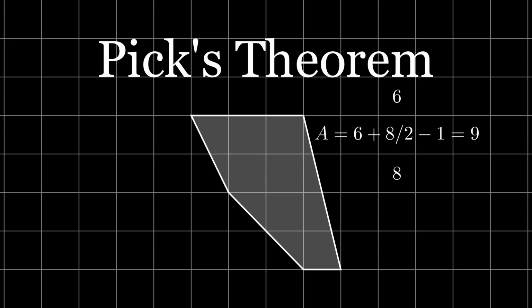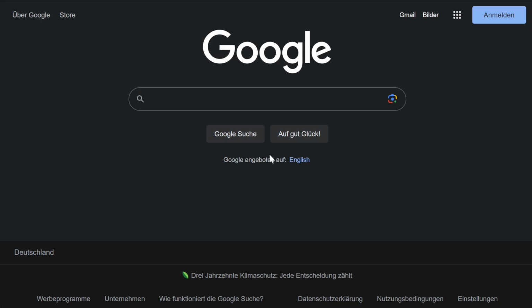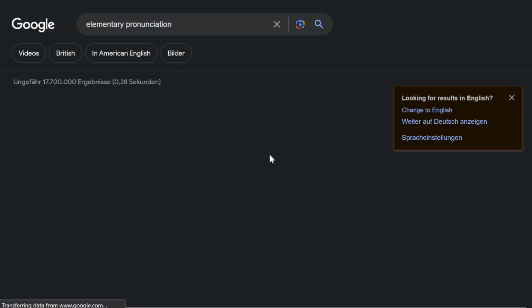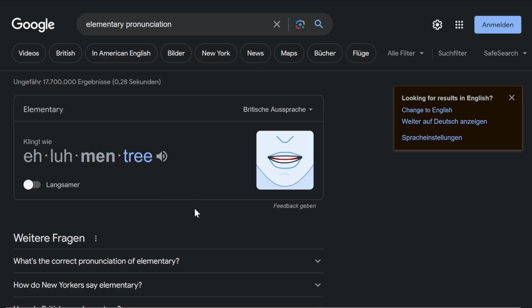Now I also have a short non-rigorous sketch of a proof for you today. Let's start with showing that all elementary triangles, meaning triangles with only 3 boundary points and 0 inner points, always have an area of 1/2.